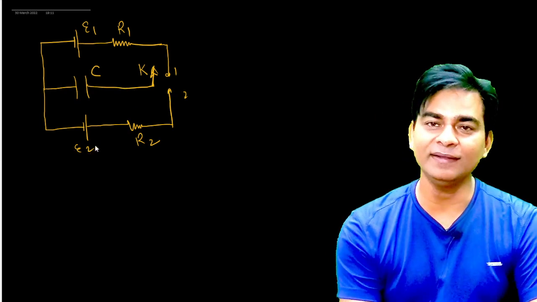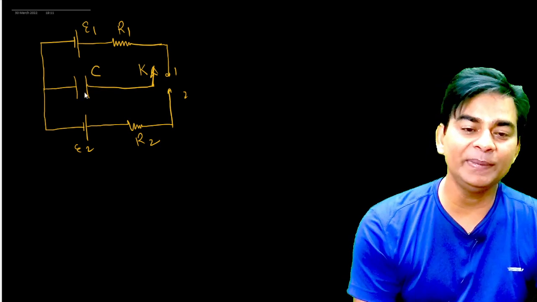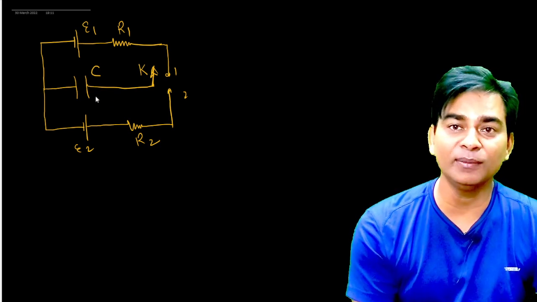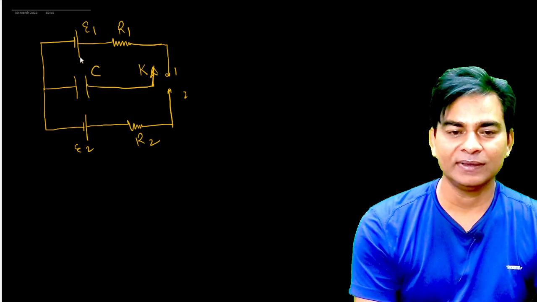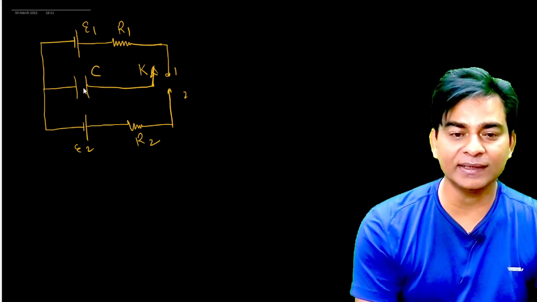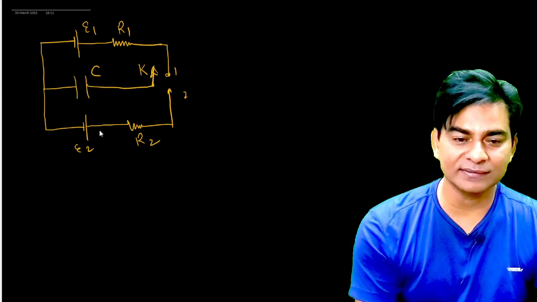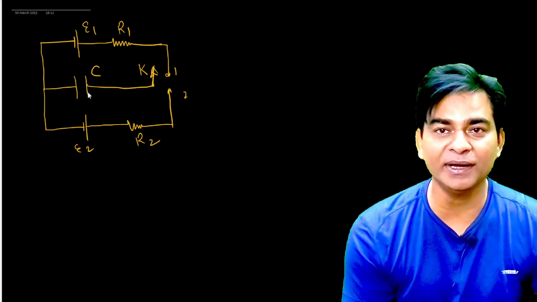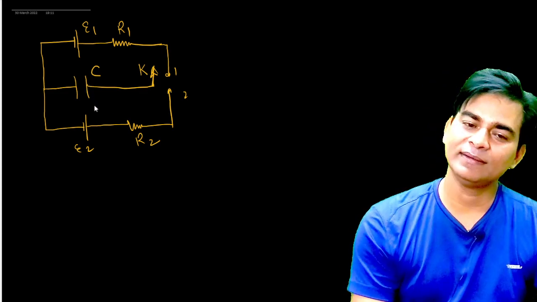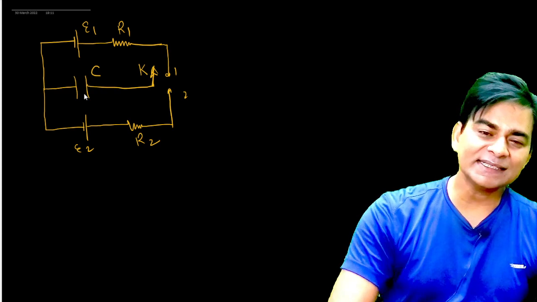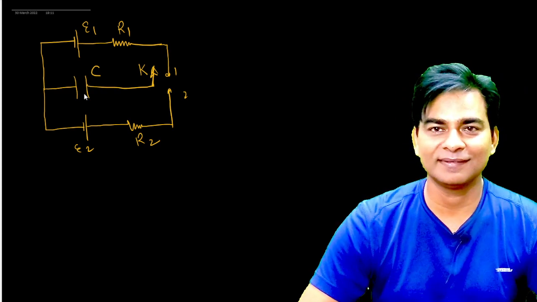Here there is a battery E2, resistance R2. It will be charged a little more because the polarities are the same. This battery's positive terminal gives positive charge here, and when this is connected to 2, this is also a positive terminal, so a little bit more charge. He is asking us what the saturation charge is.